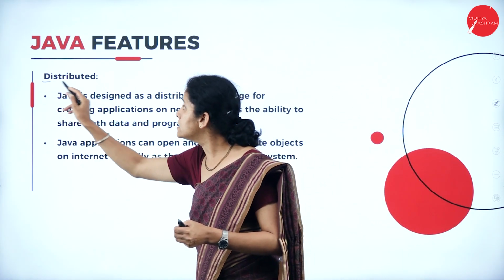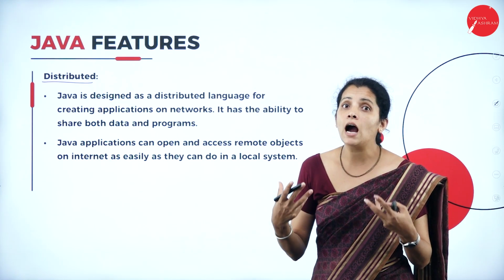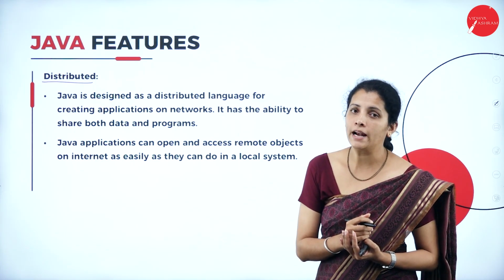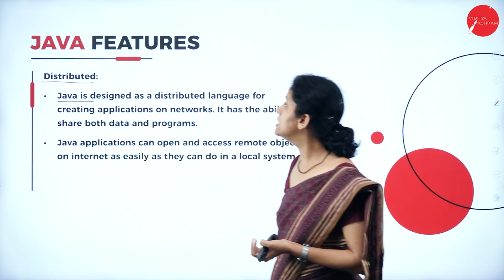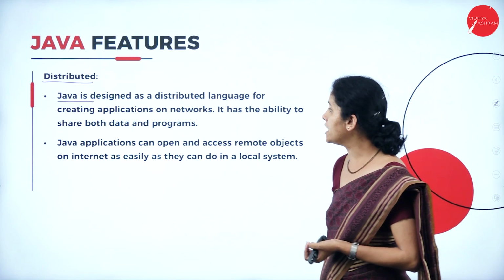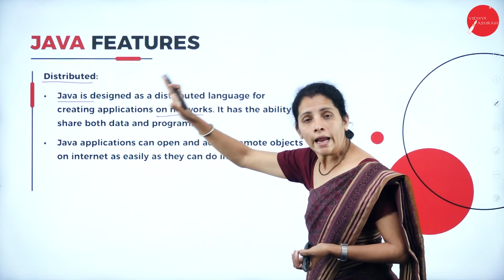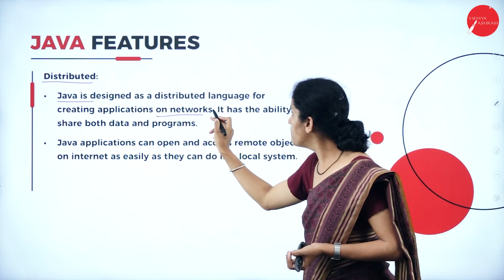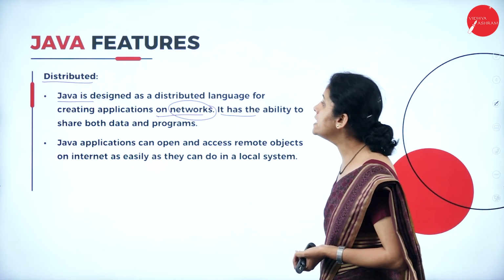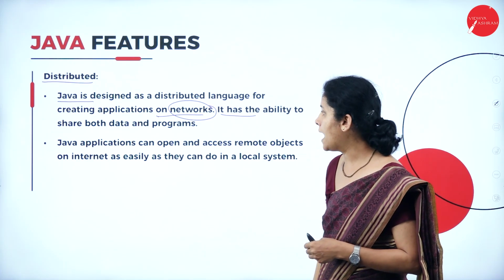So here, what is the meaning of distributed? That means the things are carried out at different locations under different platforms. So here Java is designed as a distributed language for creating applications on a network. That means if Java is an internet language, then I must require a network connection. And it has the ability to share both the data as well as programs.